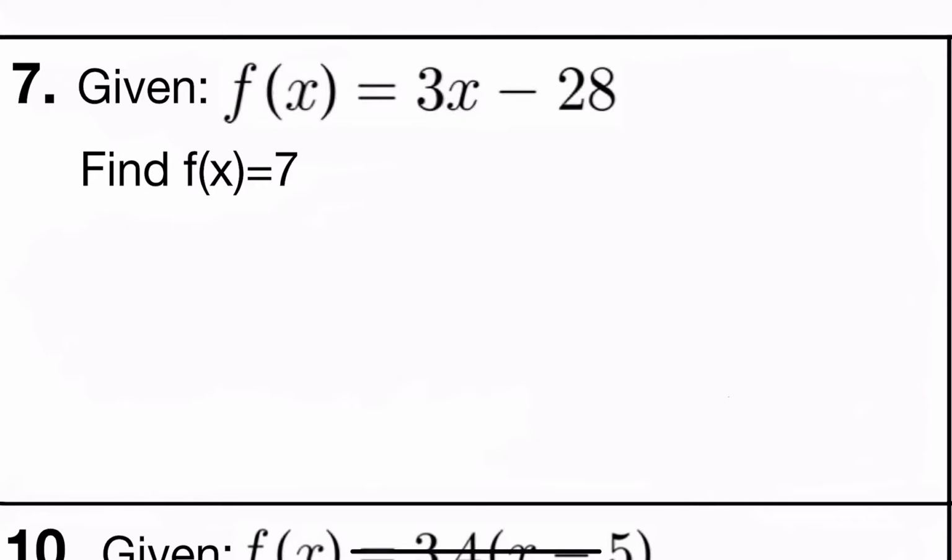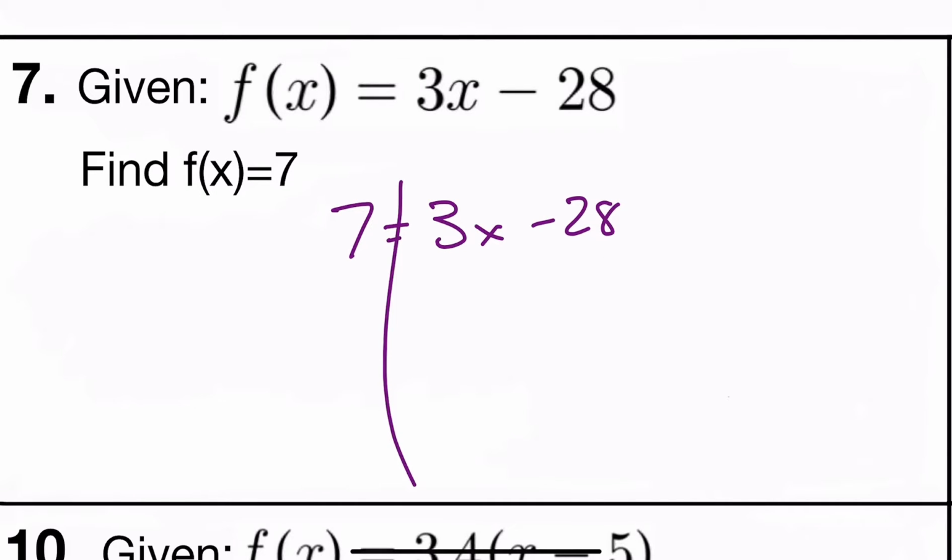So we have f of x equal to 3x minus 28. So we have f of x equal to 7. We also have an f of x here. So when I say set it equal to the number, we're going to set this whole thing equal to 7. We're replacing f of x with a 7. So it's going to be 7 equals 3x minus 28. Okay. Now we're just going to solve for x, and we've done this quite a few times before. This was our entire first unit. So we're just going to get x by itself.